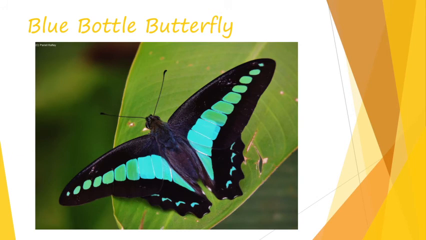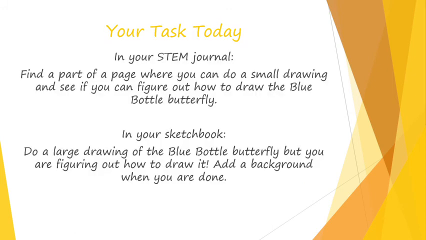And then finally, if you get done with this quicker than you're expecting, go ahead and draw your butterfly on something. You can draw him on this leaf. So I would suggest in your STEM journal, do a small drawing, the sketch like we've been doing of the butterflies. Then in your sketchbook, do your big version of the blue bottle butterfly. And I'm looking forward to seeing your pictures.